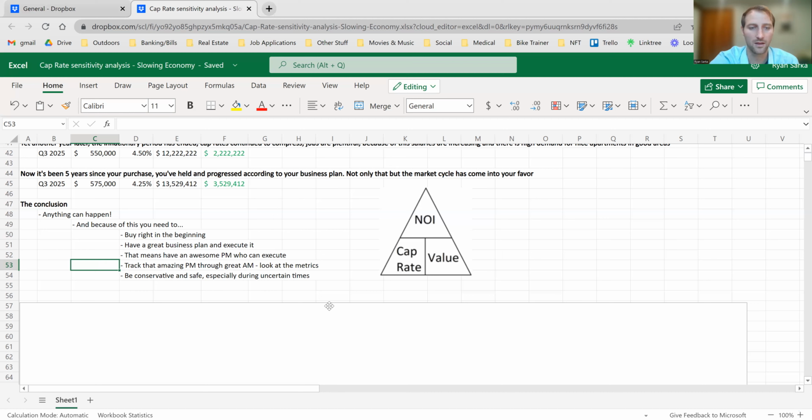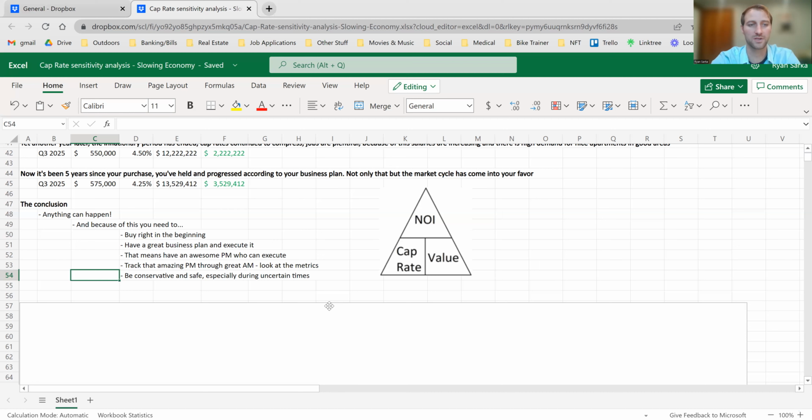You want to look at your P&L often. You want to know how all of your money is being spent, where you're making money, who's paying, who's not paying. Is everybody paying their fees? You need to know your comps in the area. Are you high or low? Are you in a good position? And all of that comes down to being conservative, being safe, especially during uncertain times. Who knows? We're certainly in a slowing economy right now, but we don't know how long we're going to be here. So just underwrite properly, understand the relationship between the NOI, the cap rate, and the value, and then be able to execute on everything.